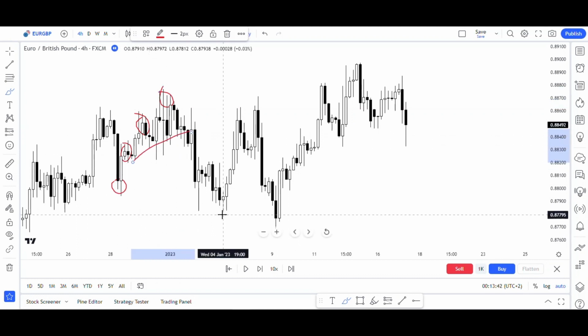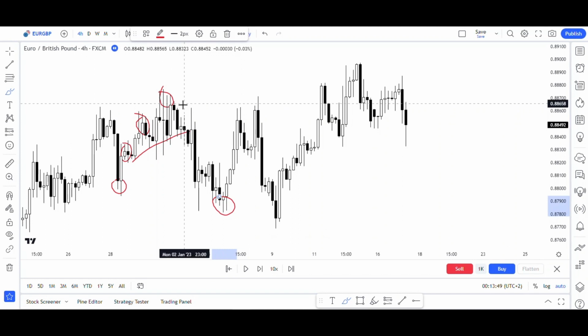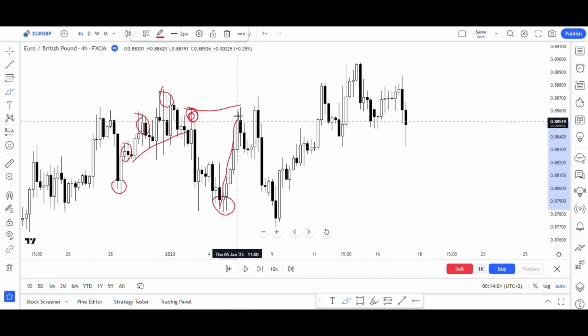Okay, then we have another belly here. As you can see, this belly here actually made a high. As you can see, this one has taken out this last high here, and it was made with impulse. Can you see that? This move was impulsive. So that's the belly with impulsive move, and that's the belly with corrective moves.